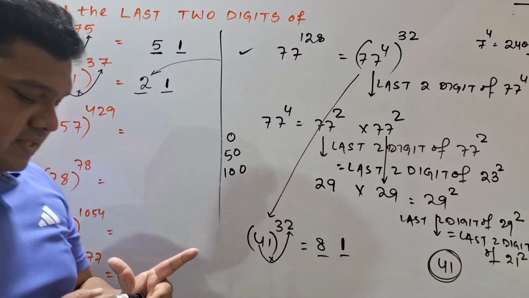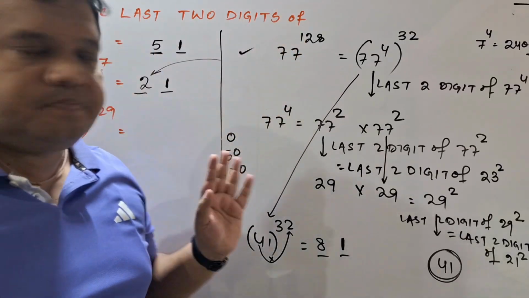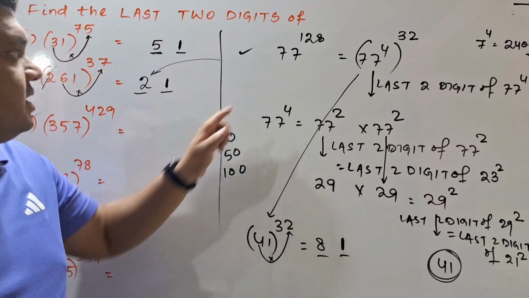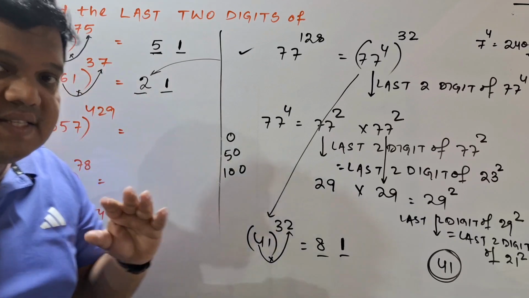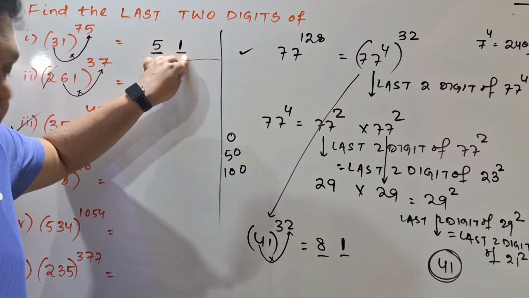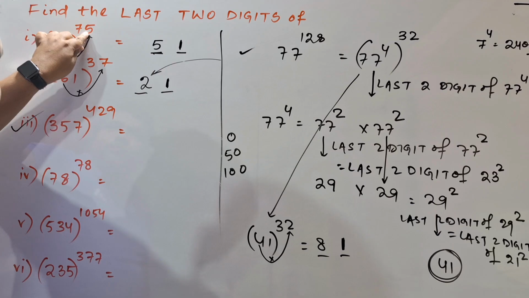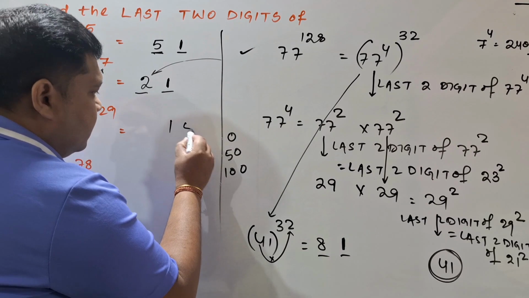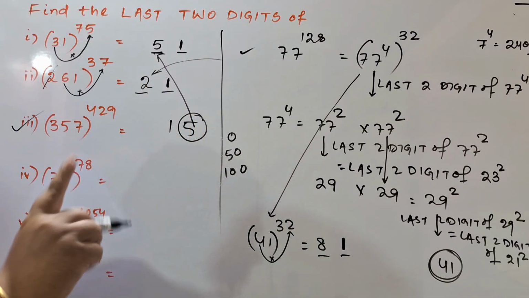Understood? Very easy. Once again, I summarize all. 77 to the power 128. The question is, find the last 2 digit. How to find the last 2 digit? If a base ends in 1, I know the process. This is the process. If the base ends in 1, the unit place value is 1 by default. How to find the tens place? Tens place of the base into unit place of the power. You just multiply. 5 into 3 is how much? 15. So this is the LSB. I write the LSB here. Okay, so the answer is 51.